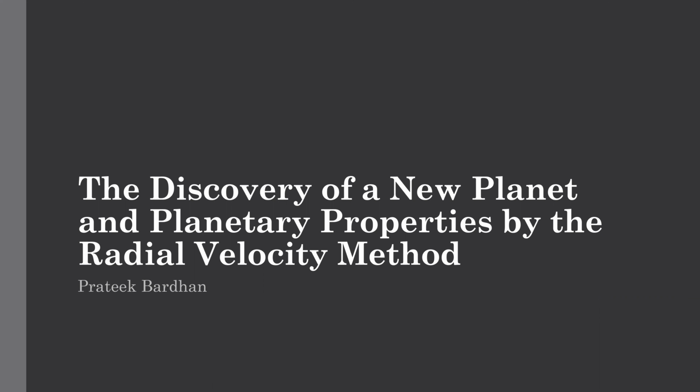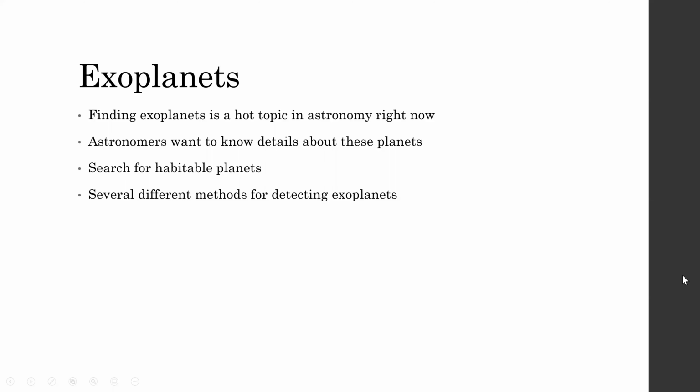I'll be discussing a recent journal article by Hatzes and his team, where they discovered a new planet and updated some planetary parameters using the radial velocity method. So to start, we're going to talk a little bit about the background of exoplanets. Exoplanets are planets in a different solar system, orbiting faraway stars.